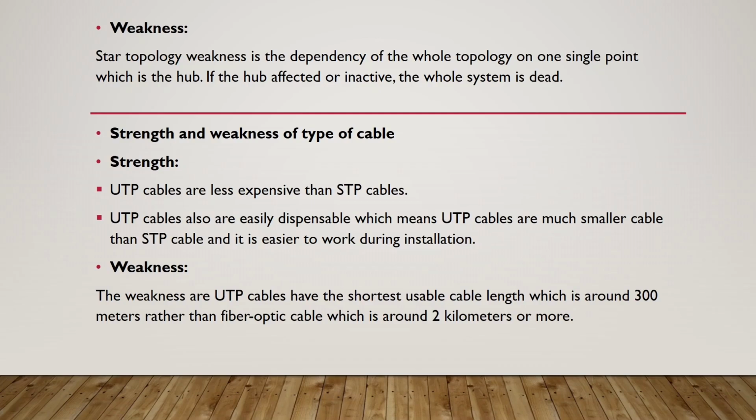Next, the strength and weakness of the type of cable. The strength of the cable used in this project is that UTP cables are less expensive than STP cables. Next, UTP cable is also easily manageable, which means UTP cable is much smaller than STP cable, and because of the size, it is easy to work with during installation. The weakness of UTP cable is that it has the shortest usable cable length, which is around 300 meters, rather than fiber optic cable, which is around 2 kilometers or more.